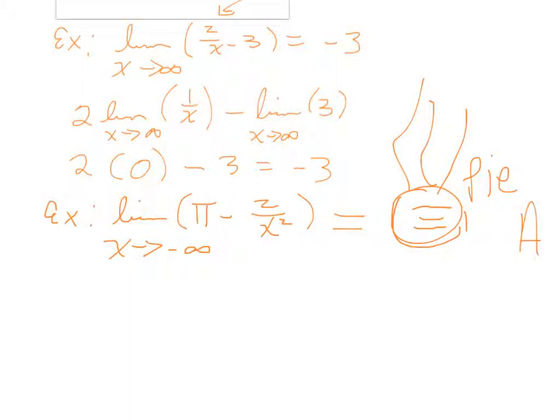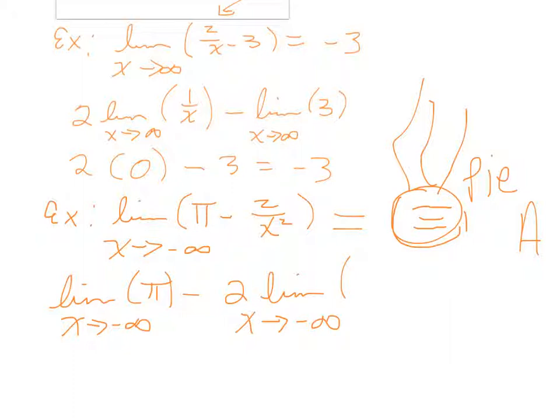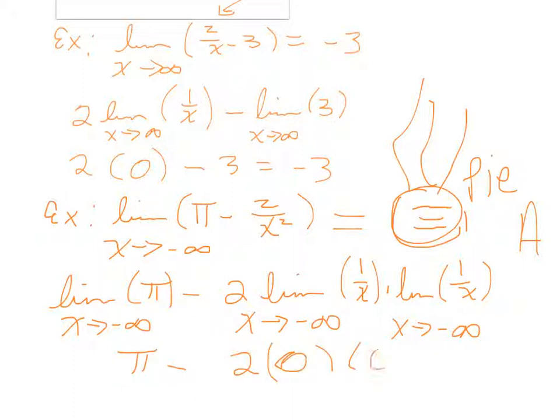All right, so again, if you're being all mathy, what you should do with this is not only bring the 2 out front, but we haven't even talked about 1 over x squared, but that's the same thing as multiplying 1 over x times 1 over x. And we have said the minus infinity was also on that same slide, proven. So this, of course, is pi, 2 times 0 times 0, and then of course I get pi.